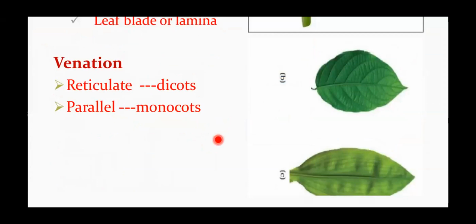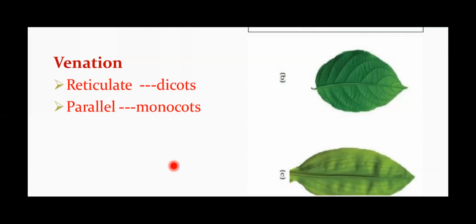When the veinlets form a network, the venation is called reticulate venation. And when the veins run parallel to each other within the lamina, it is called parallel venation. When there is a network-like arrangement, it is reticulate. When they run parallel, it is called parallel venation. Leaves in dicot plants generally have reticulate venation, and in monocots, generally they have parallel venation.